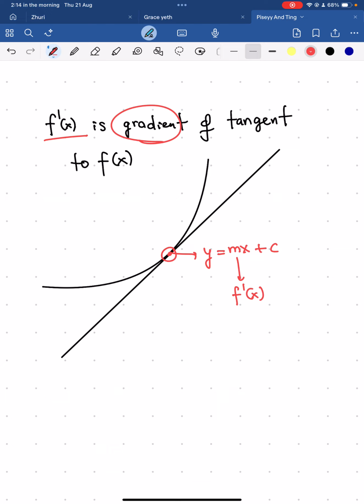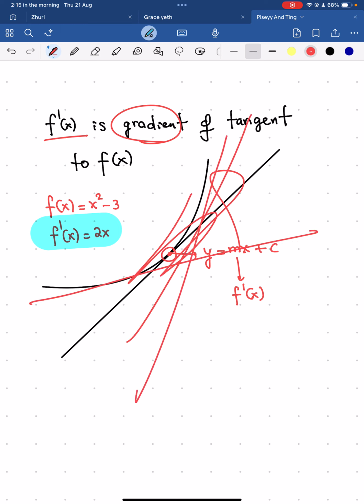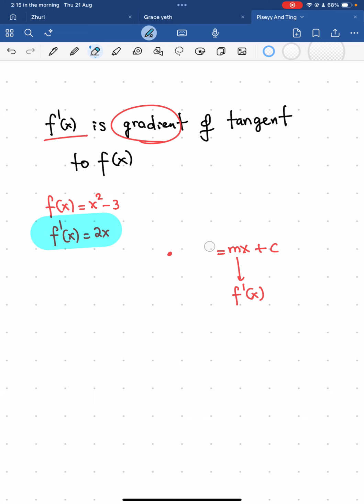If f of x equals x squared minus 3, then f prime of x equals 2x. So 2x represents the gradient for all tangents. For a curve like this, it can be this tangent, this one, every tangent around it. You understand what I'm saying?